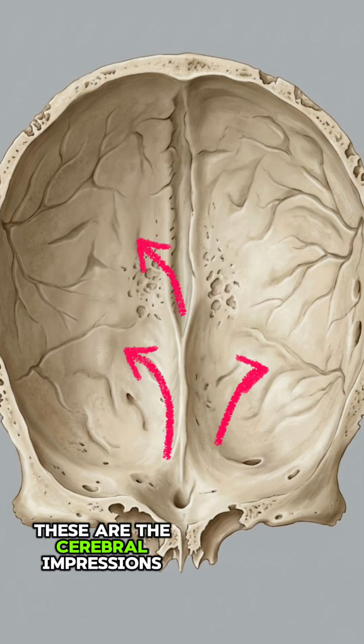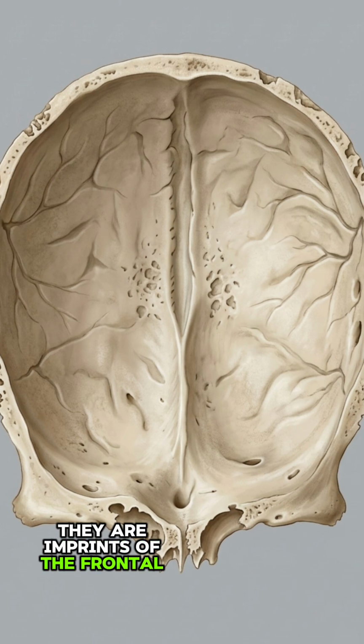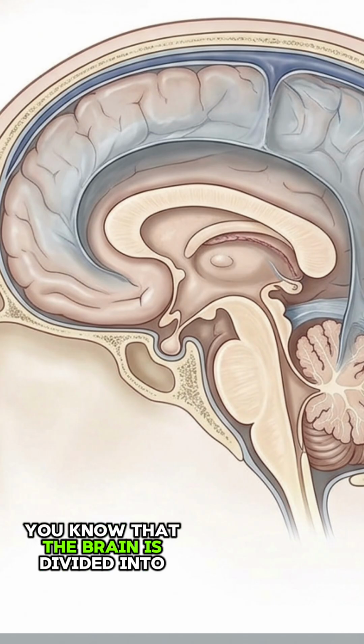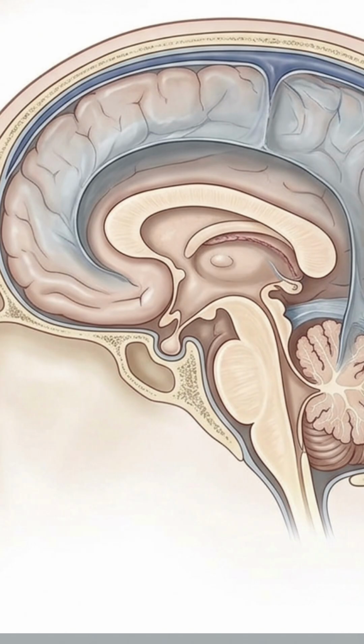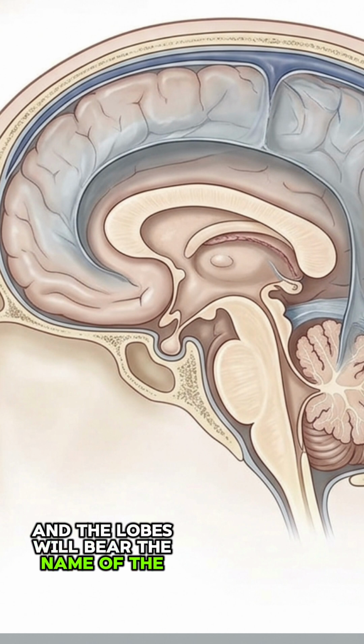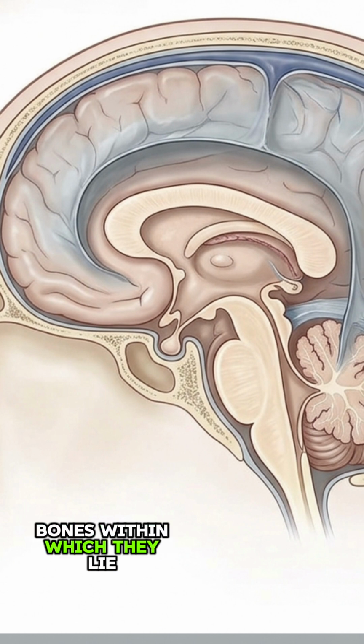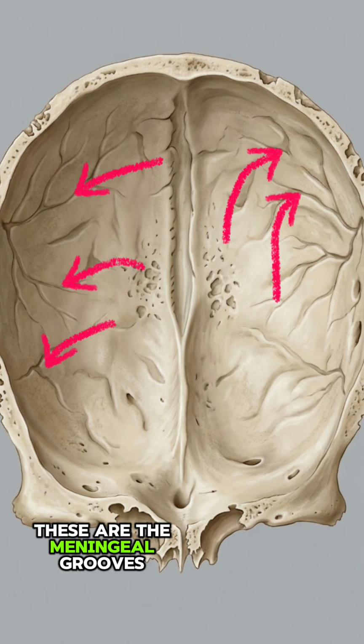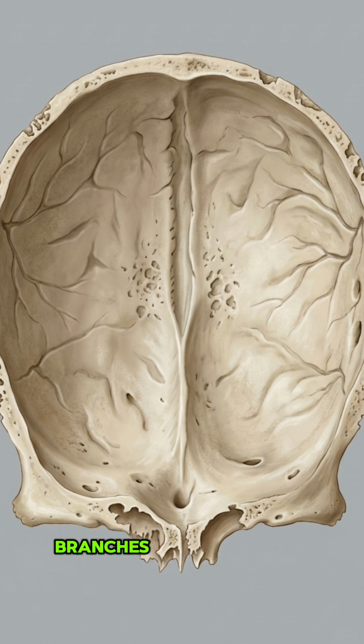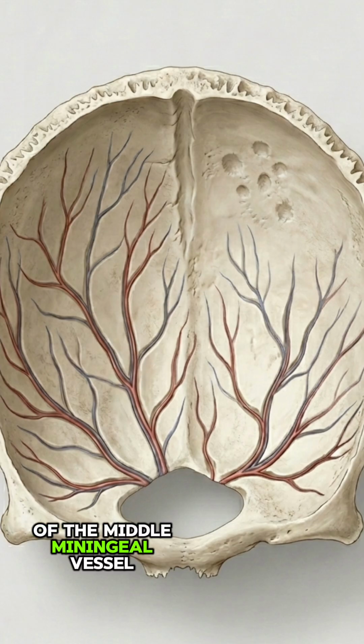These are the cerebral impressions. They are imprints of the frontal lobes. You know that the brain is divided into lobes, and the lobes will bear the name of the bones within which they lie. These are the meningeal grooves. They are grooves for the anterior branches of the middle meningeal vessel.